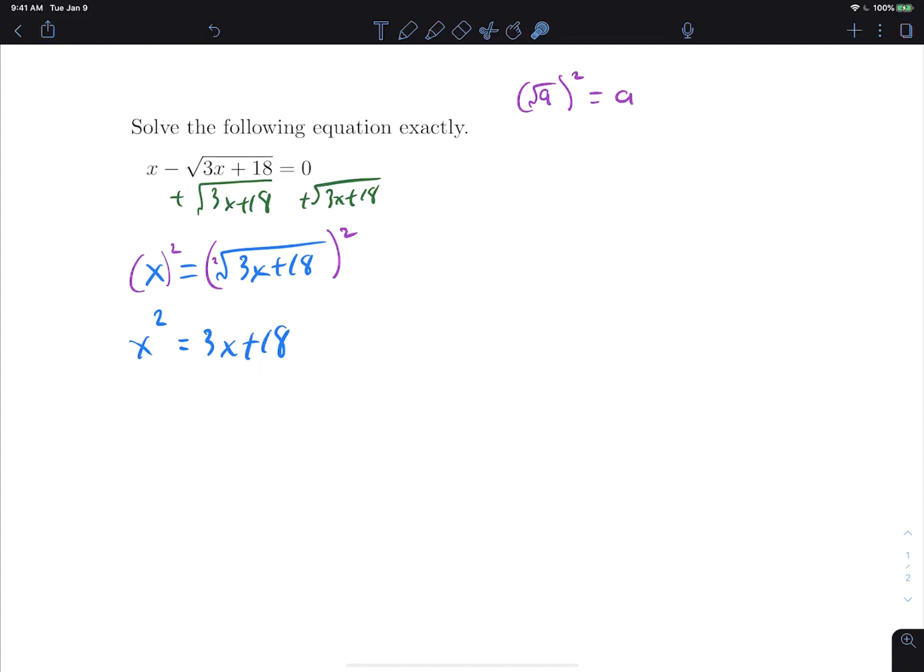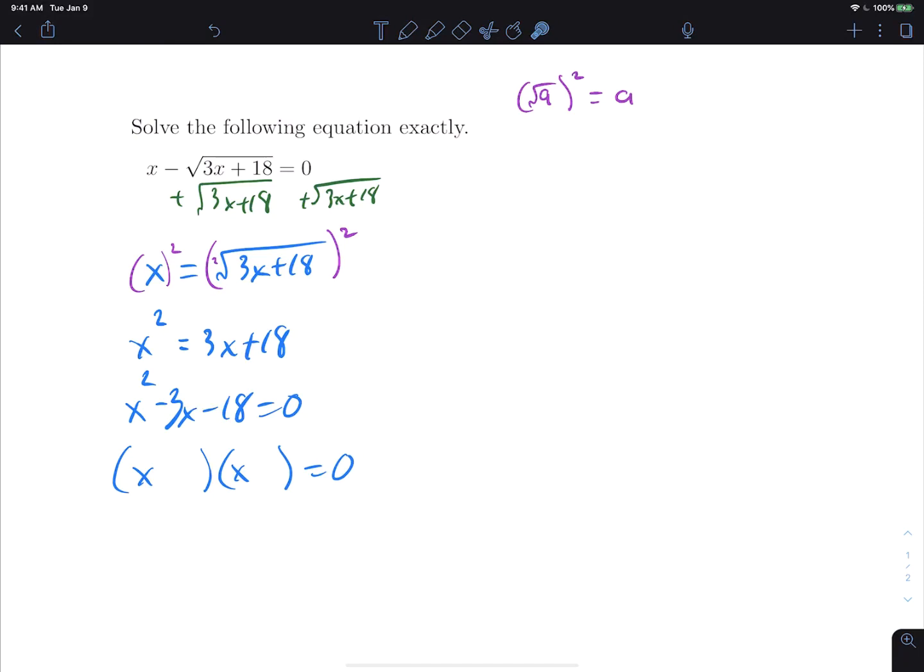Then we move everything to the left and solve. This is just a quadratic equation at this point. So subtract the 3x, subtract the 18, and there you go. Now we have x squared minus 3x minus 18 equals 0. And then we just solve this any way we can. In this case, it's actually pretty easy to go ahead and factor this.